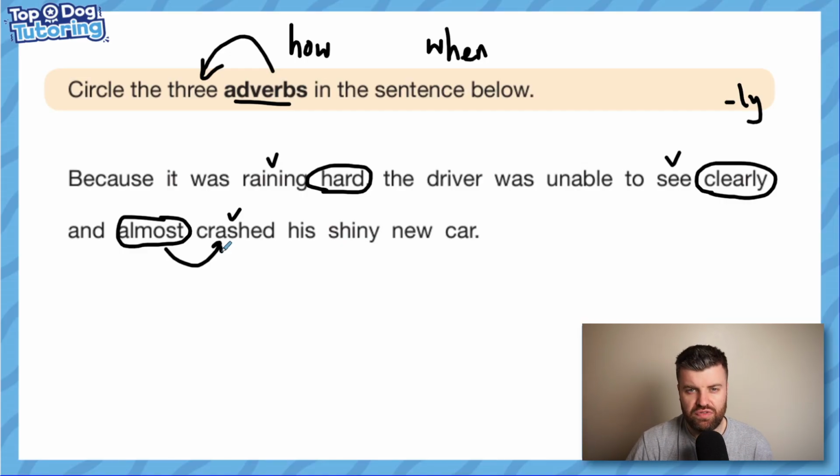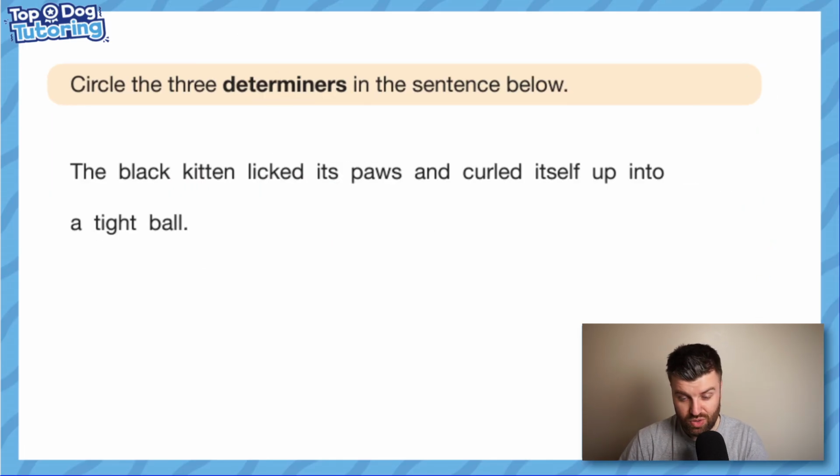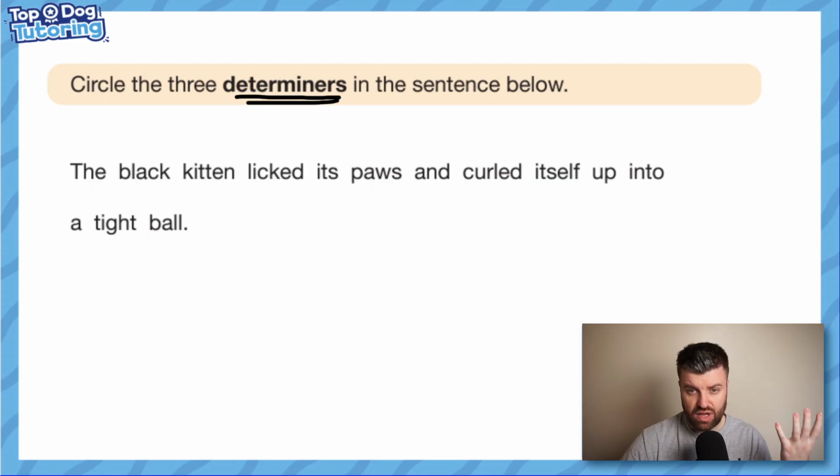That's the key thing to look for with adverbs. Words that are modifying a verb in some way. Don't just look for those pesky ly words. They're going to help, but it's not always going to get you a mark. Not at all. Sticking with the circling then, like I said, we're going to go through as many word classes as we can. Circle the 3 determiners. Now, if you don't know what a determiner is, you're going to treat this like it was a real test. You're just going to have a go.